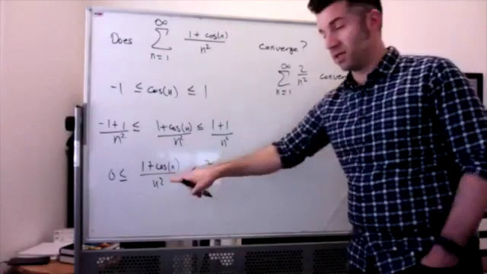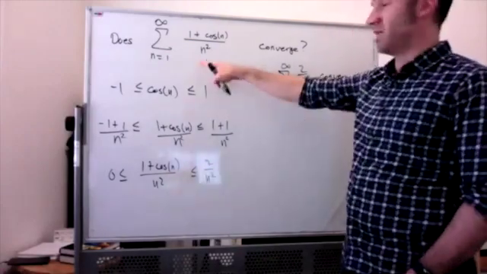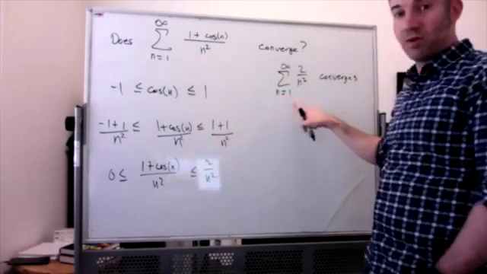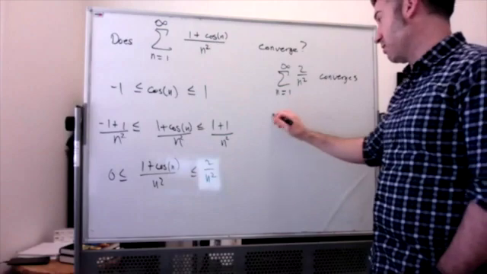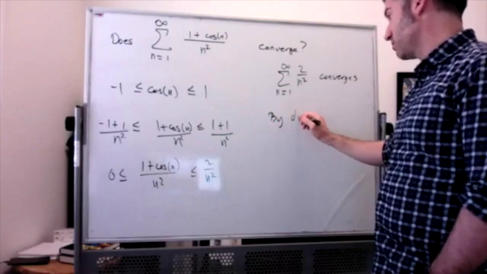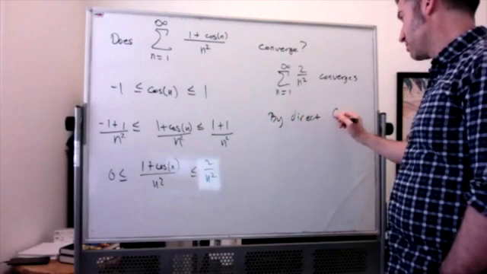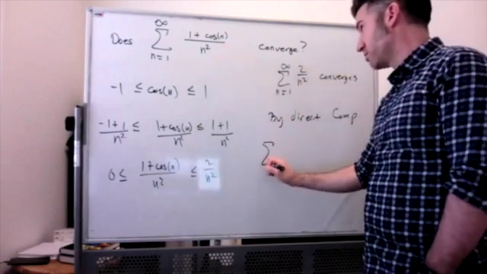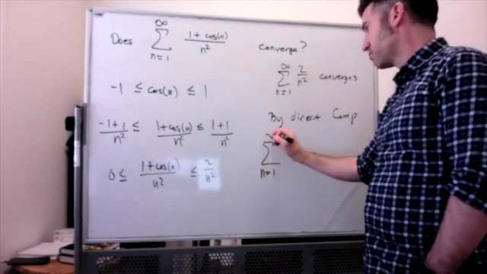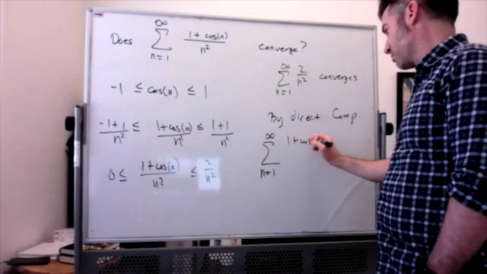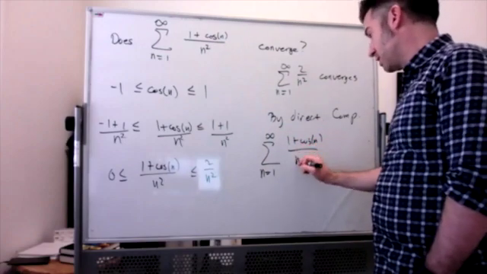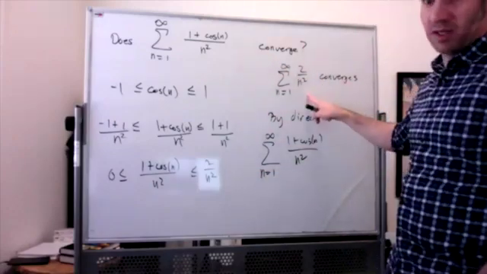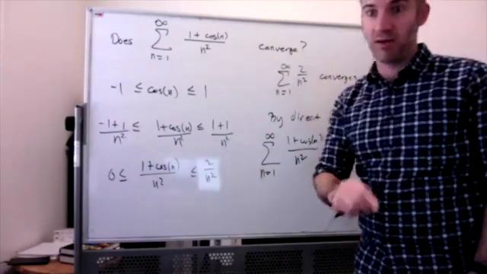And so since the terms of the series we want to know about are less than the terms of the known convergent series, we can say that by direct comparison, this series has to converge. Because its terms are less than the terms of the other series that's convergent, and they're also positive, right? You have to be positive.